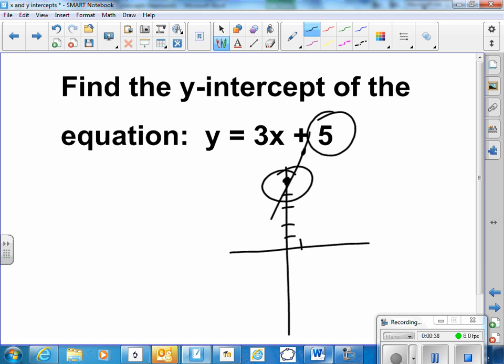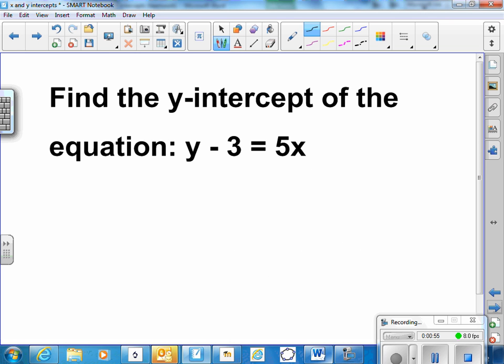What is the value of X there? The value of X is 0. On the Y-axis, the value of X is 0. So I just completely ignore the 3x and look at the 5. 3 times 0 is 0, so y equals 5 when x equals 0.